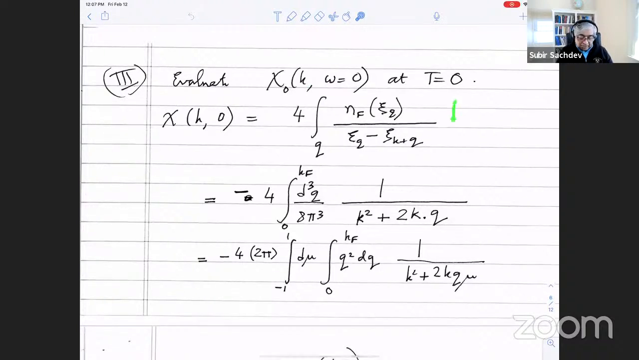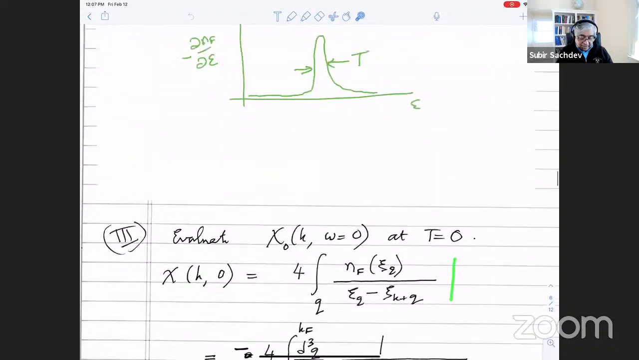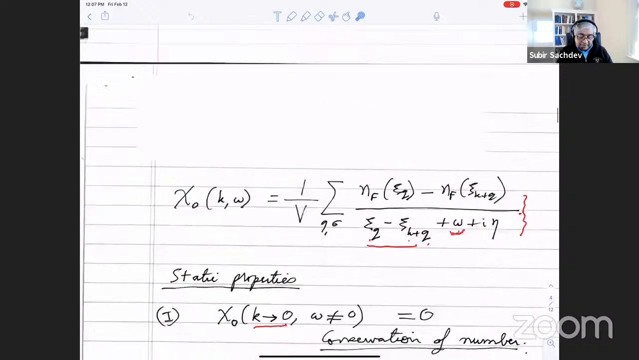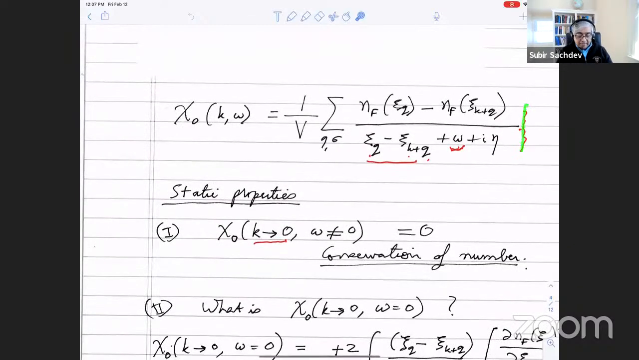First you can use some simplifications. When you go to this expression here, the Lindhard formula, it's easy to see when omega is zero that these two terms make the same contribution. The way you see that is simply by relabeling momenta. In this, you call this momentum k plus q as k.